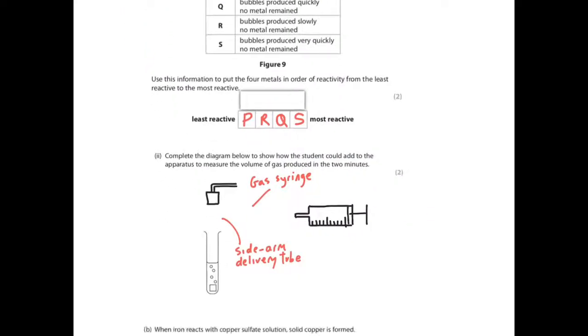Next, complete the diagram below to show how the student could add to the apparatus to measure the volume of gas produced in 2 minutes. So right now this is all they've got.